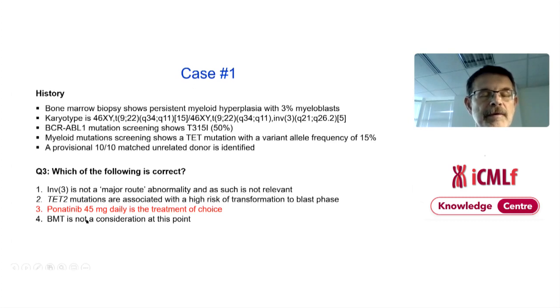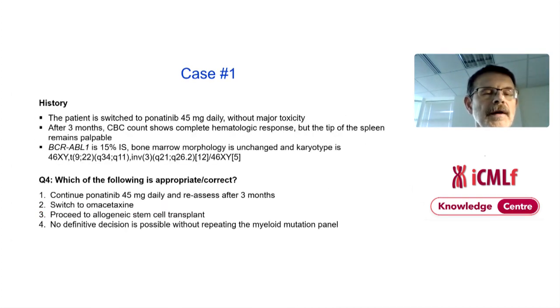I think this is really a patient who should now be seen by the transplant team and considered for a stem cell transplant, especially since he's only 20 years old. So what happens is that the patient is switched to ponatinib, and again, after 3 months, he's reevaluated. Now CBC is normal, but the tip of the spleen is still palpable. BCR-ABL is 15% international scale. Bone marrow morphology is unchanged.